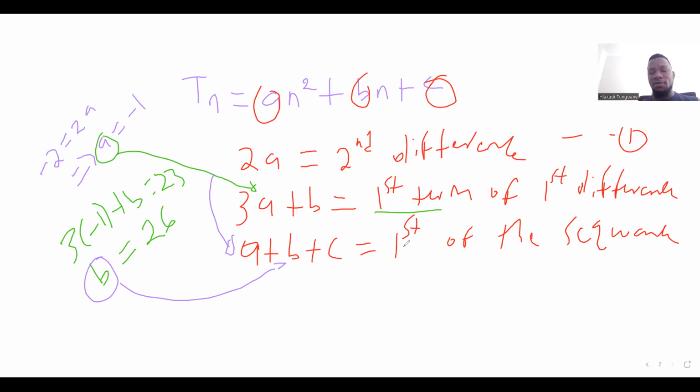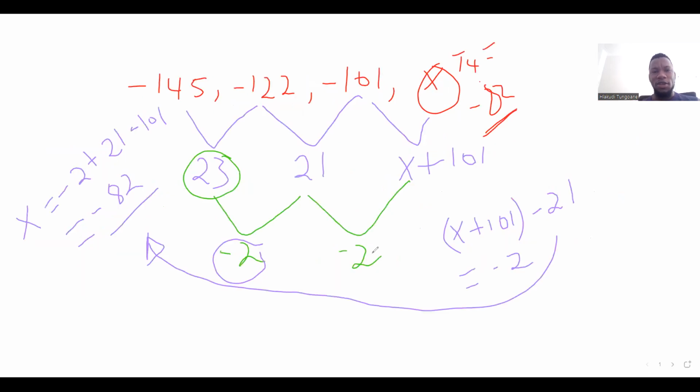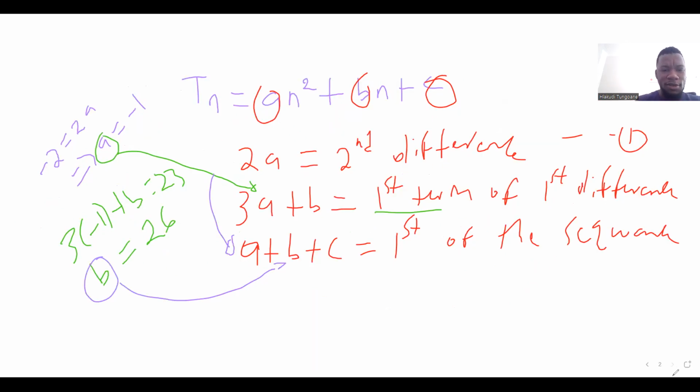So for c, we need to know the first term of the sequence, because we're going to equate everything to that, which is -145. So if you go back, that's going to be -1 plus 26 plus c must give us -145, right? So -1 plus 26, that's 25. So you take 25 to the other side, so it's going to be negative. So c equals -145 minus 25, so -145 plus -25. So that gives you -170.